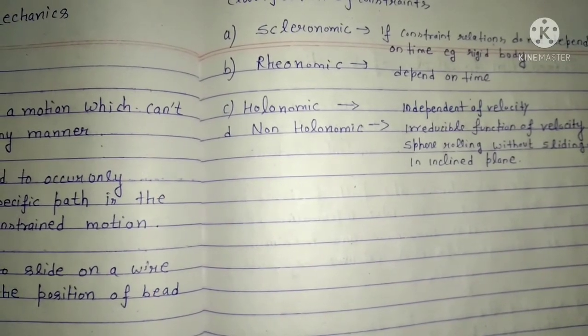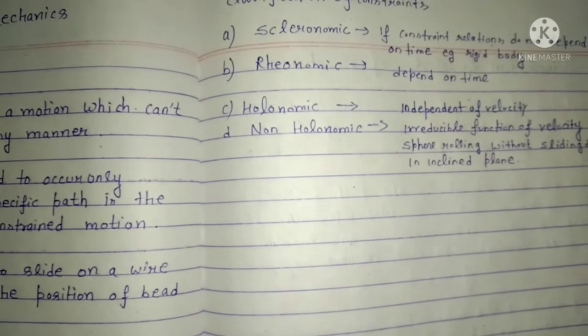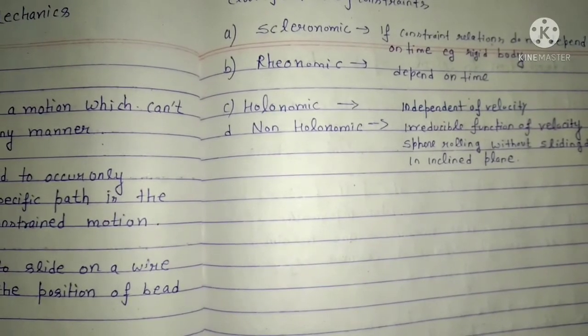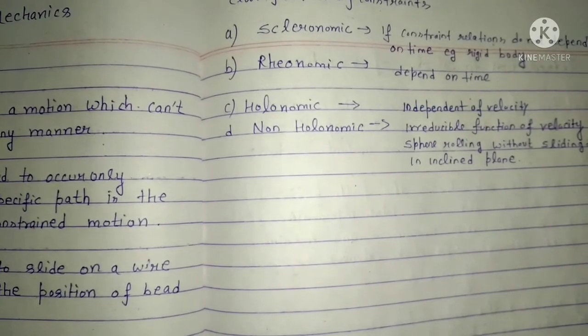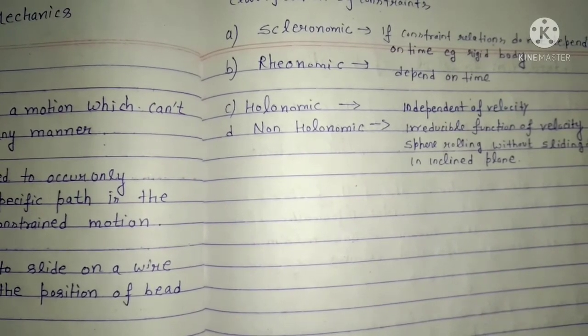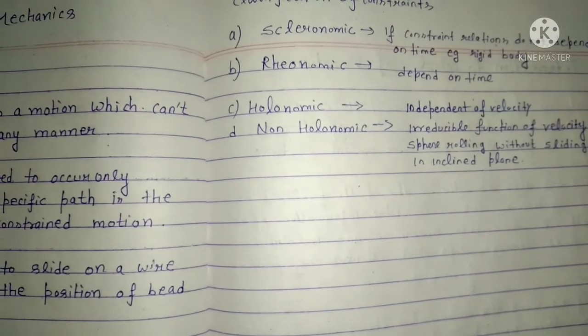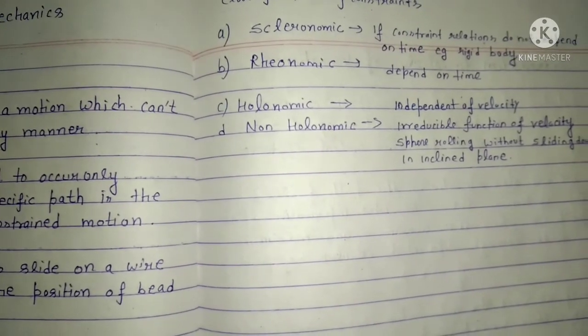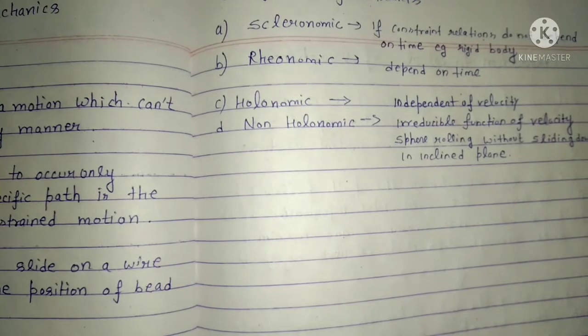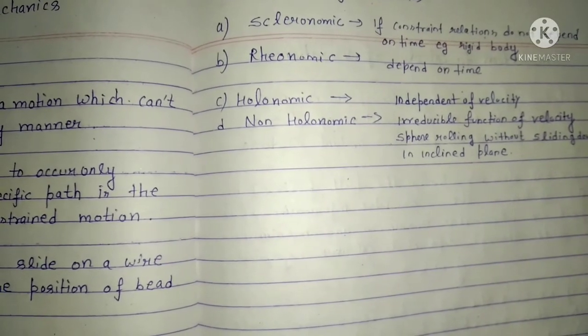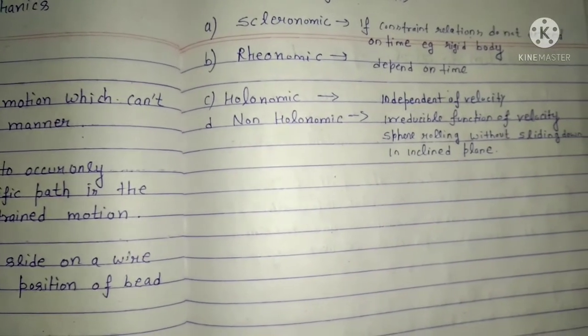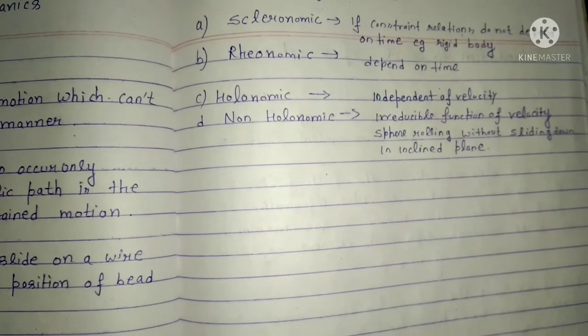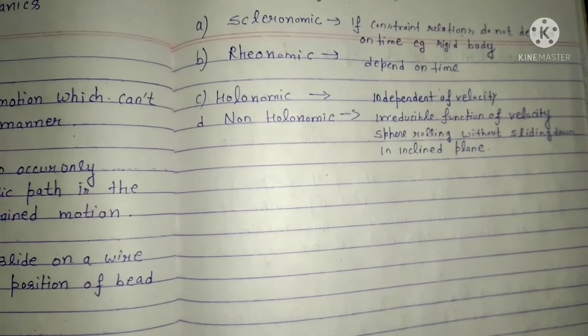In holonomic constraint, it is independent of velocity, means that a relation can be made independent of velocity. Example, a cylinder rolling without sliding. So cylinder roll करता है without sliding. Example of holonomic constraint. But in non-holonomic, it is an irreducible function of velocity. And sphere rolling without sliding is an example of non-holonomic constraint.